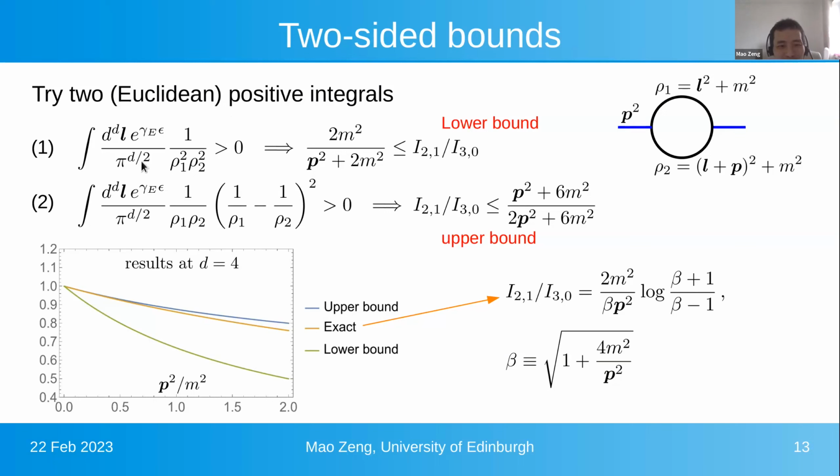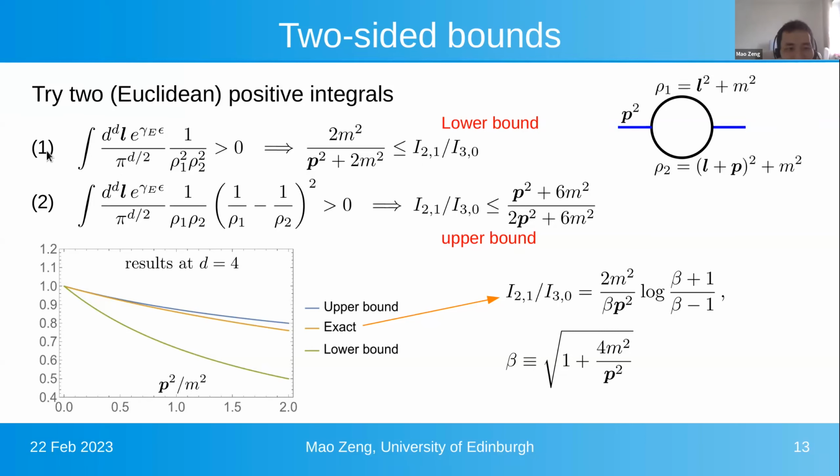So I have an upper bound and a lower bound plotted as a function of this dimensionless ratio p squared over m squared. You can see that the result is actually correct, since the exact result, which is in terms of some logarithm for the bubble integral in 4 dimensions, does lie between our lower bound and upper bound.